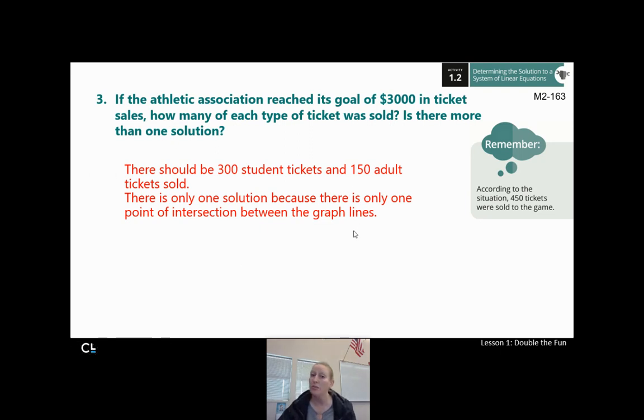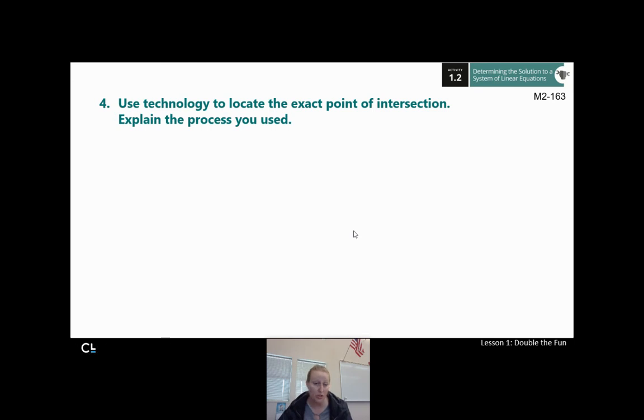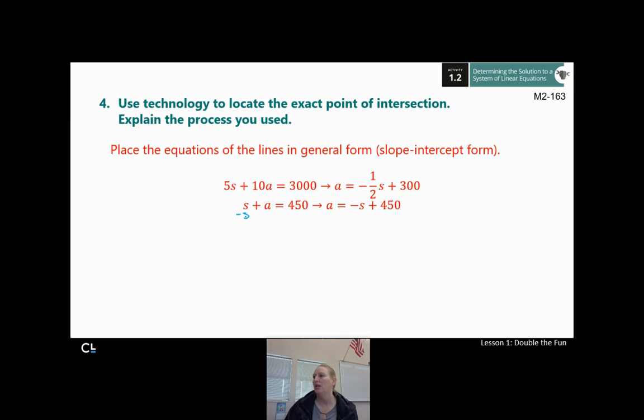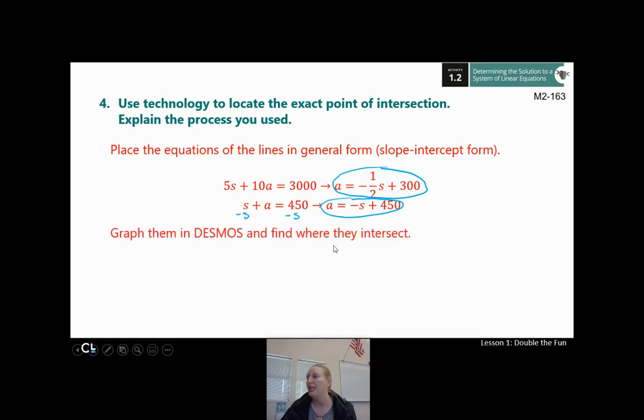Of course, if you wanted to be more precise, you totally could have used Desmos to do this. You could have put your equations in general form and slope-intercept form. We actually already did that for the first one when we did a equals -1/2 s plus 300. And of course, you could do it again for this one as well. You could be like, forget this, I'm getting a alone. And you could subtract s from both sides, and you get this over here. So you totally could have taken these and graphed them in Desmos. And then you would have been like, look where they intersect. Remember how magical Desmos is that you can just tap it and you're like, oh, that's the intersection point. And you could totally double check that with some technology.